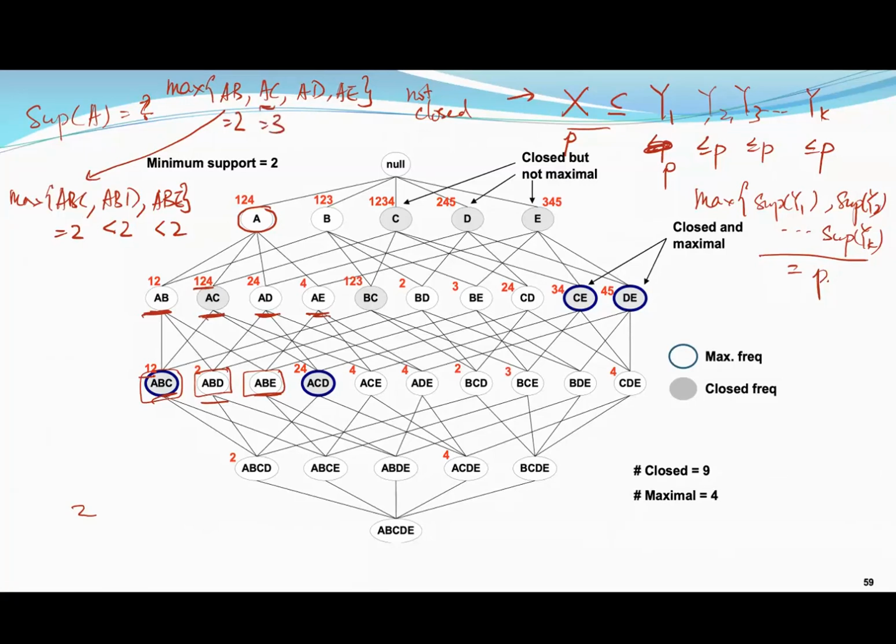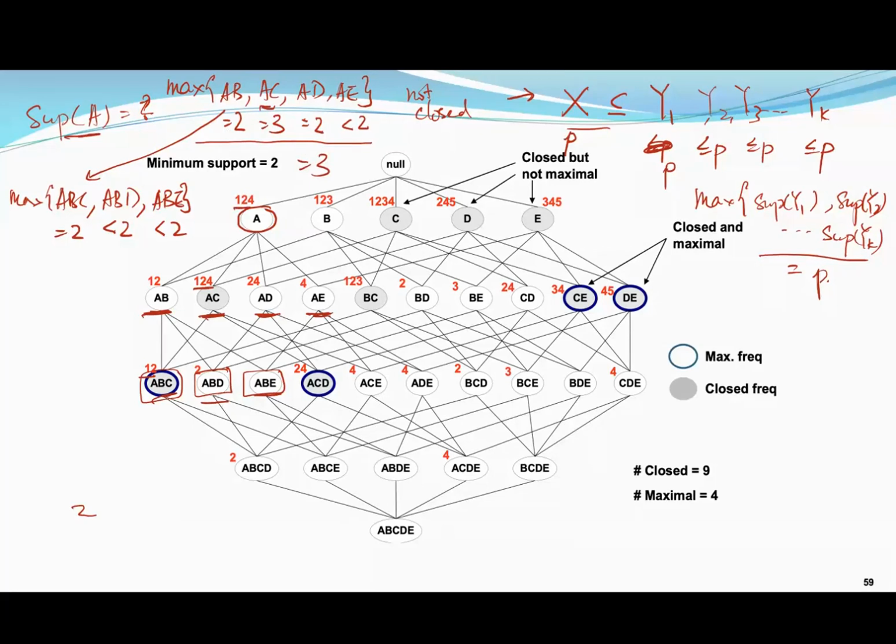By a similar approach, you can deduce that the support count of AD is 2, and you can also deduce that the support count of AE is less than 2 because this is not frequent. All right, and so the maximum of all these would be equal to 3, and therefore we can deduce the support count of A, which is 3, which is correct because transactions 1, 2, 4 support it.